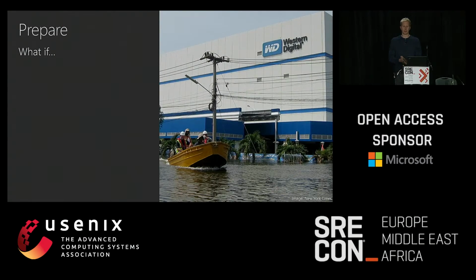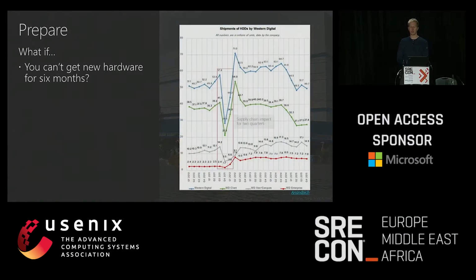At some point in running a service, you likely will experience an unexpected event, and it's important to prepare for these things in advance. Let's walk through a couple of examples. In 2011, there were 2 devastating events which disrupted the supply chain generally and globally. One was the Tohoku earthquake in Japan, and the second was flooding in Thailand.